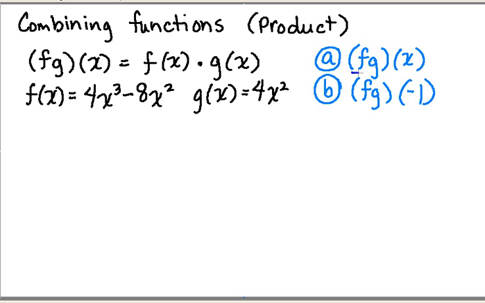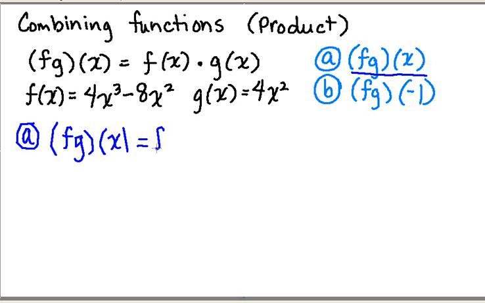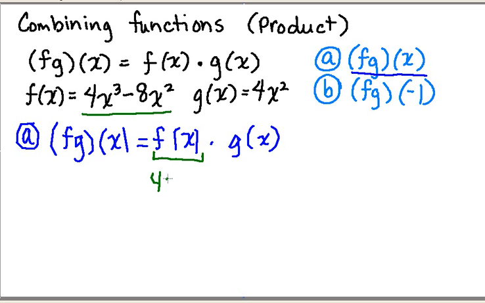First of all, if you're asked to just calculate (f times g)(x). Alright, so in part A, if you're asked to calculate (fg)(x), we're just going to use the definition and see that that is equal to f(x) times g(x). Okay? And now I can just do a basic substitution. For f(x), I can just fill in what f(x) is equal to, or 4x cubed minus 8x squared. So I'm going to get 4x cubed minus 8x squared.